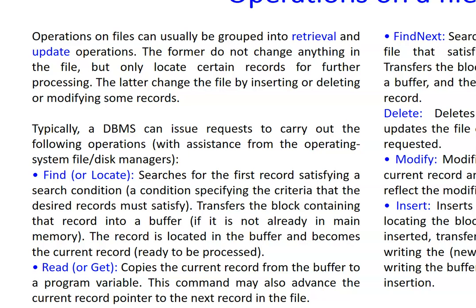So what you need to know basically, when it comes to finding, retrieval, updates and everything, one thing that has got to be at the back of your mind is that blocks are transferred to the main memory. Searches are done, updates are done, insertions are done, deletions or modifications are done, and then this block is taken back to the disk or the secondary memory. So the read or get copies the current record from the buffer to the program variable. This command may also advance.